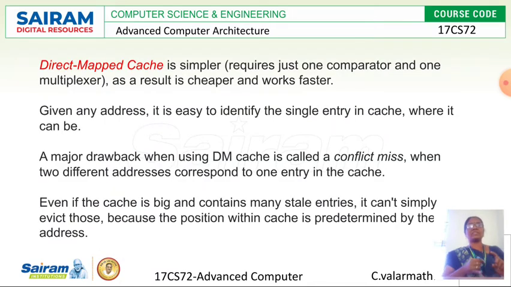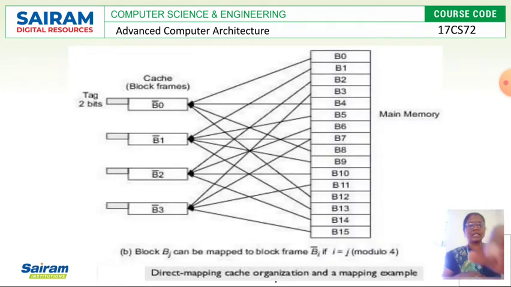The first one is direct mapping. Direct mapping is nothing but the cache memory address being directly mapped and connected with its main memory blocks. I'll show the diagram first. In this diagram the main memory consists of 16 blocks, starting from block B0 to B15. Please listen to this. The main memory has 16 blocks indexed from B0 to B15.